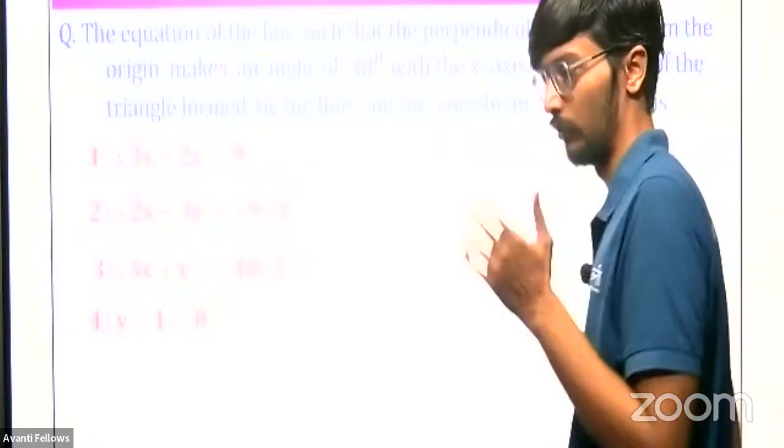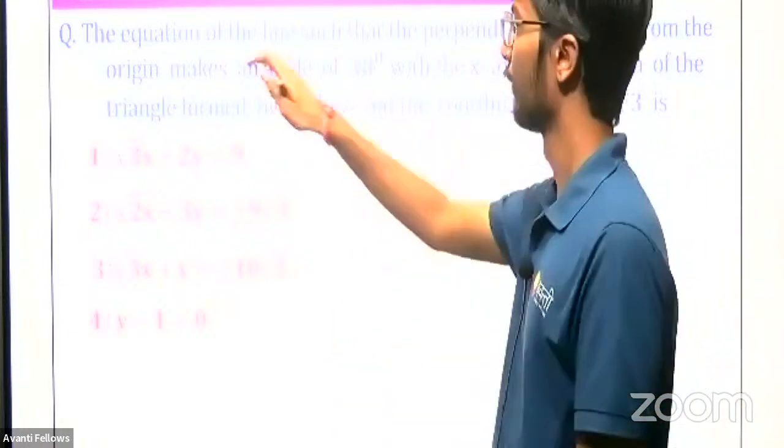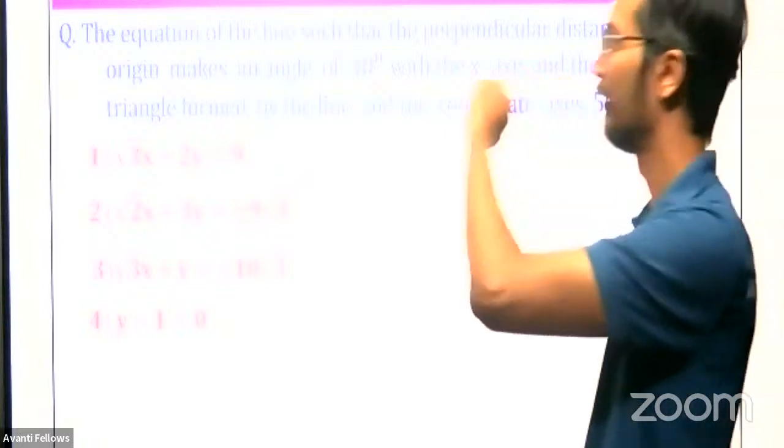Let's look at the next question again. Try to read the question bit by bit. Then it will be better for you to understand. So please let us read together. The equation of a line such that the perpendicular distance from the origin makes an angle of 30 degrees with the x-axis.